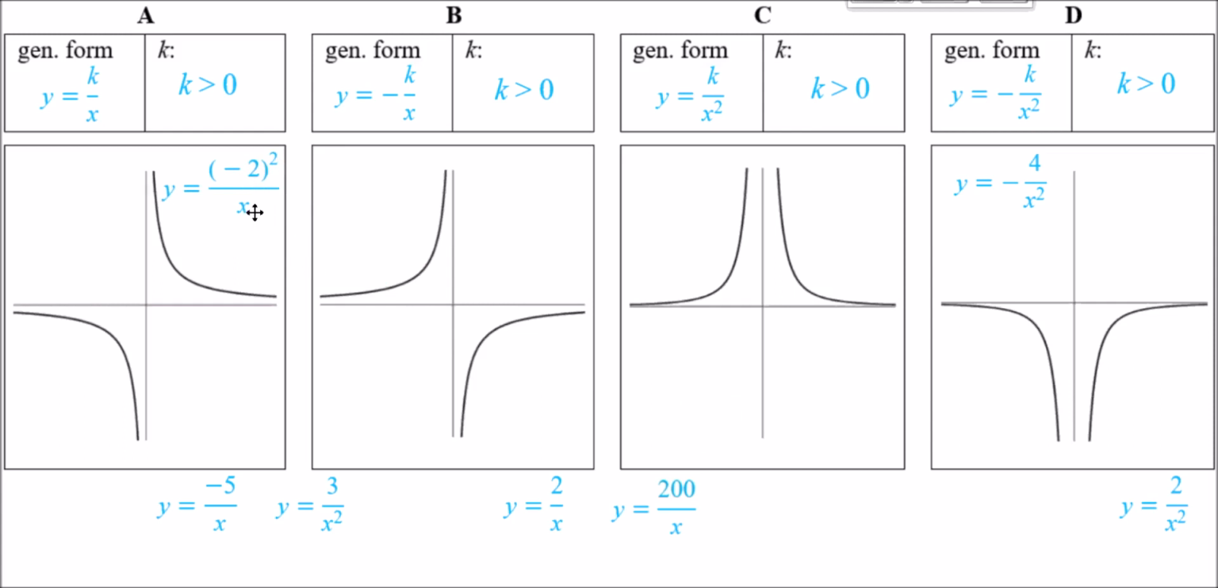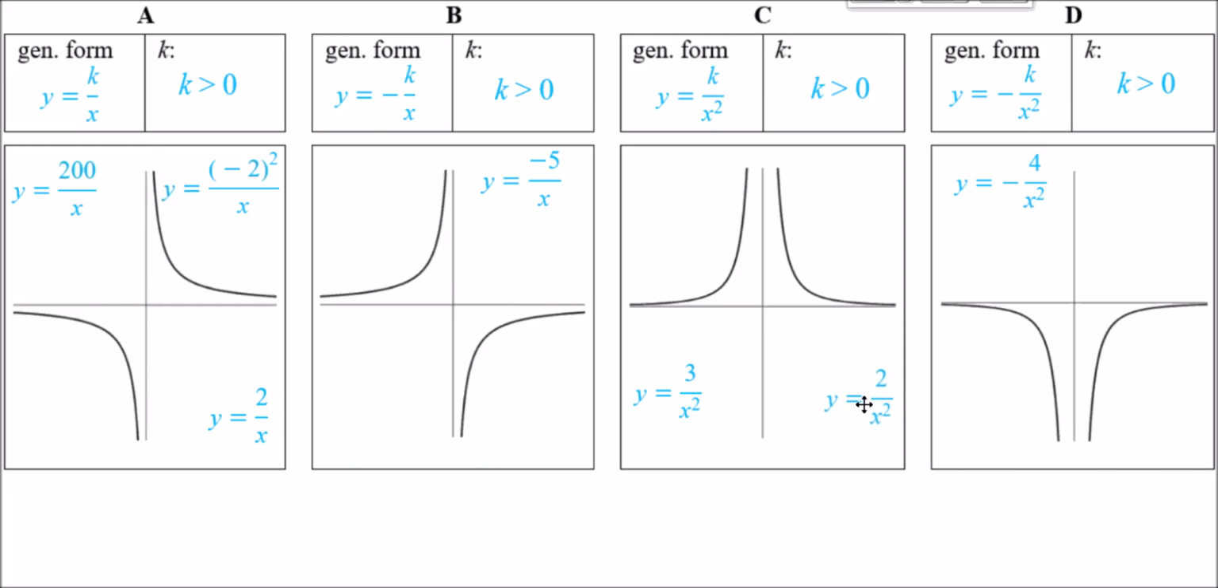Another one to have a look at, y equals minus 5 over x, that's got to match to this one. Y equals 3 over x squared needs to match here. Y equals 2 over x will match to this one. Y equals 200 over x, that's 100 times bigger on the numerator, but it would still have this same characteristic shape, okay, with asymptotes on the y-axis and x-axis. The final one to match, y equals 2 over x squared, that's going to match up to this one over here. Okay, so now we've got these all matched up, so we're done.